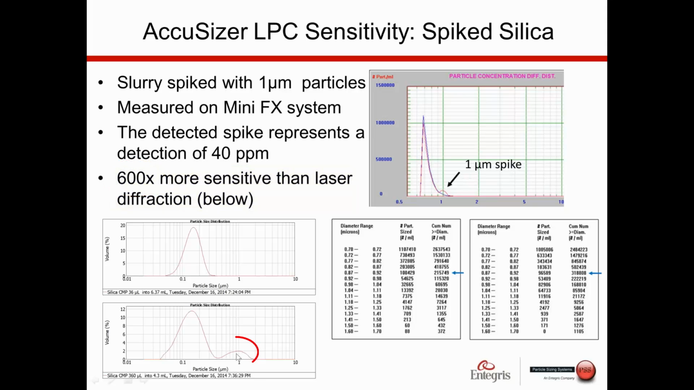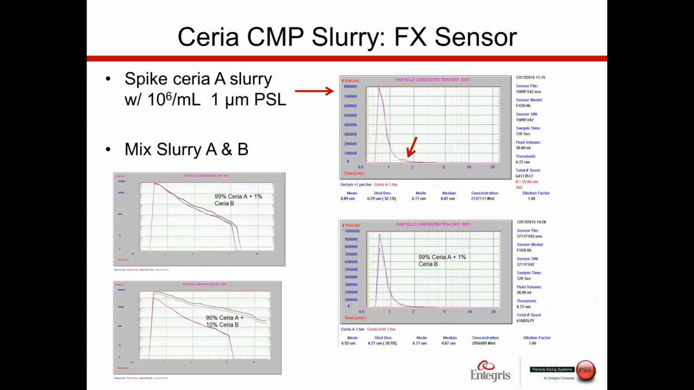So maybe if 2 or 5% of the total population is large particles, then the second peak would appear using laser diffraction. But with the AccuSizer, we catch it pretty much immediately. As soon as there's some kind of a spike in large particles, the AccuSizer very quickly notices it and can alert you to that presence.